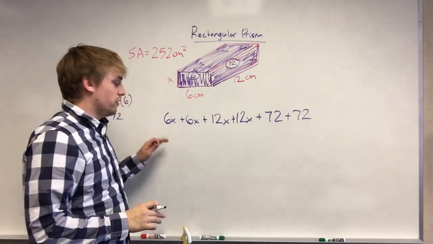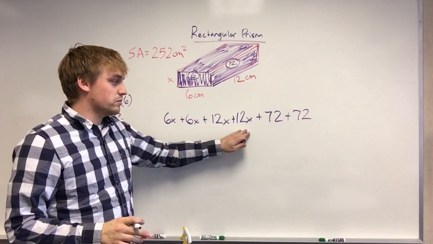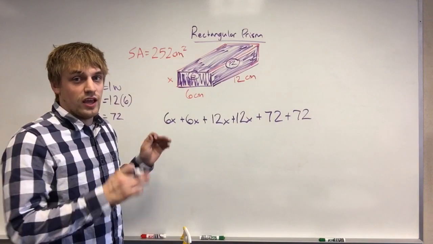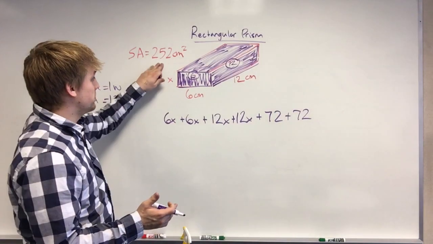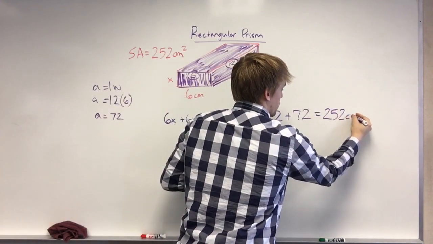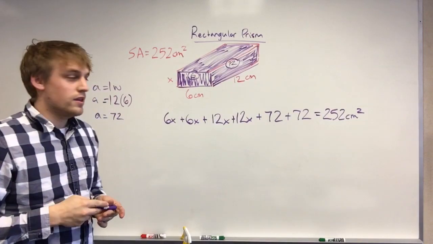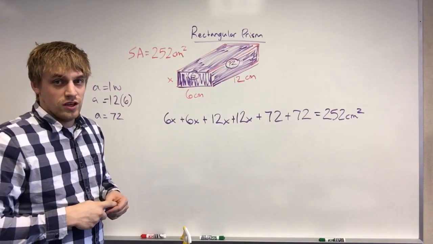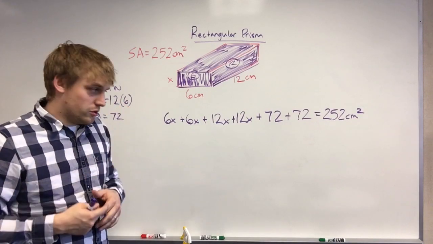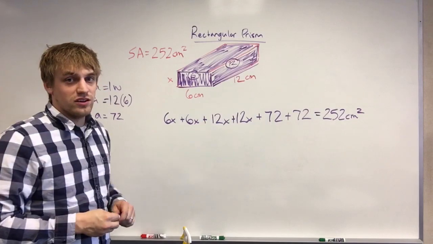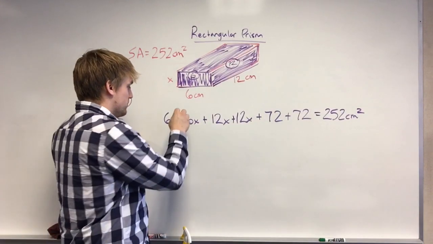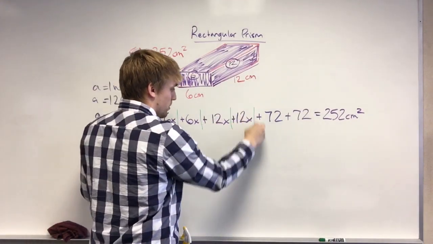If you'll notice, I have 6x plus 6x plus 12x plus 12x plus 72 plus 72. I have 6 different things here because there's 6 different faces. And all of those faces equal the surface area of 252 centimeters squared. Now our goal is to figure out what x equals. So we're going to use what we learned when we talked about expressions and equations. We're going to add the like terms on the left side of the equal sign. First we're going to split the terms up.